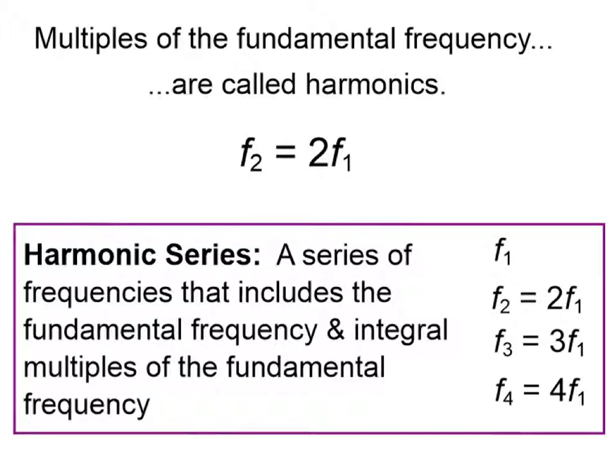Then a harmonic series is simply a series of frequencies that includes the fundamental frequency and then integral multiples of the fundamental frequency. So this would be the first harmonic, which is just the fundamental frequency. The second harmonic is 2 times the fundamental frequency. The third harmonic is 3 times it. And the fourth harmonic is 4 times the fundamental frequency.